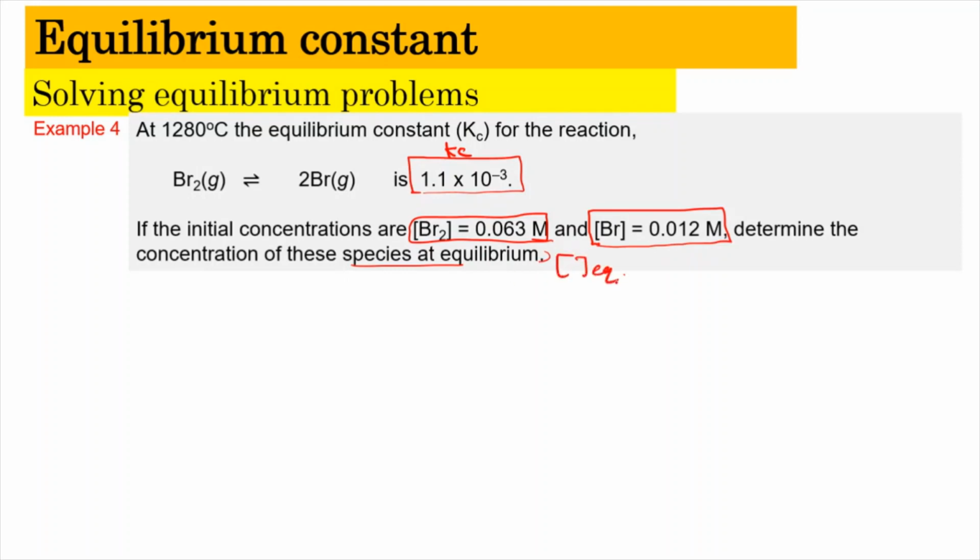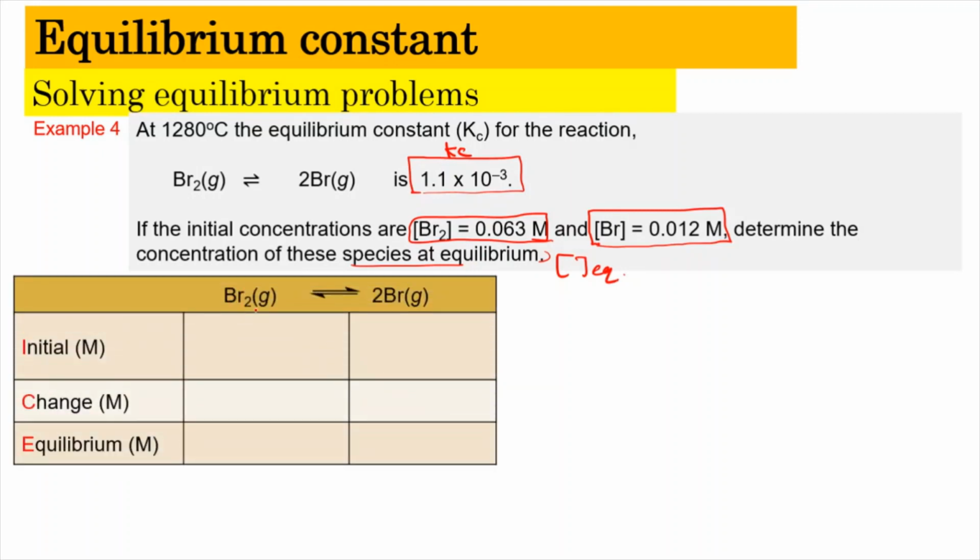And as usual, we need to do the ICE table, so we're going to construct that. Br2 gas produces 2 moles of bromine atoms, so the equation is already balanced. At the initial stage, the concentration here is going to be 0.063. Meanwhile, for the Br atom, we're going to have 0.012. As time goes by, the concentration of the reactant will reduce by minus x, and the concentration of the product will increase by 2x because of the stoichiometry here. At equilibrium, we're going to have 0.063 minus x, and for the bromine atom, we're going to have 0.012 plus 2x.